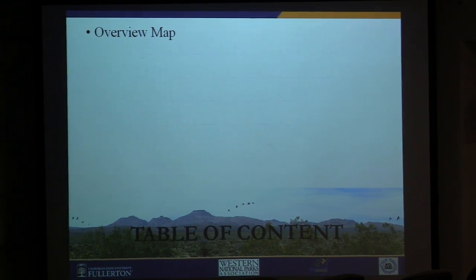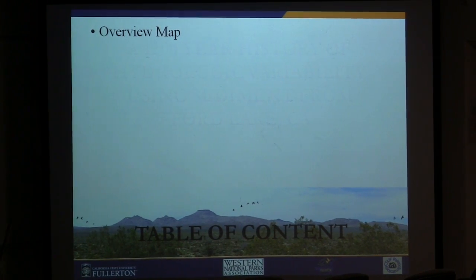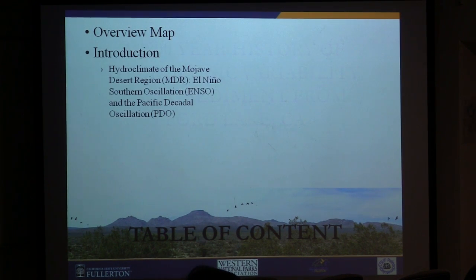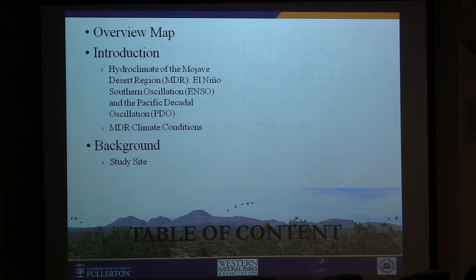I'll start off with an overview map, so it gives you a larger perspective of where I was working. I'll introduce you to the hydroclimate of the Mojave Desert region, specifically the El Nino Southern Oscillation, ENSO, some of you have probably heard the term, and the Pacific Decadal Oscillation, the PDO. I'll also give you some information on the Mojave Desert region climate conditions. I'll give a little bit of background on the study site, some of the human impact at that study site, the modern climate, and the paleoclimate.